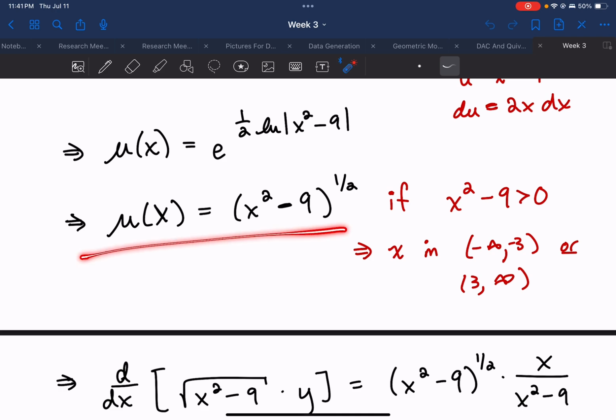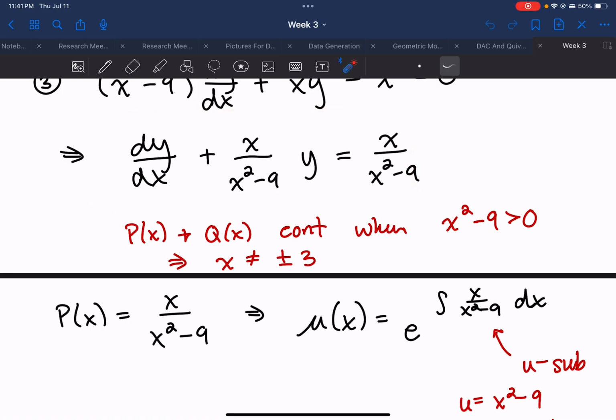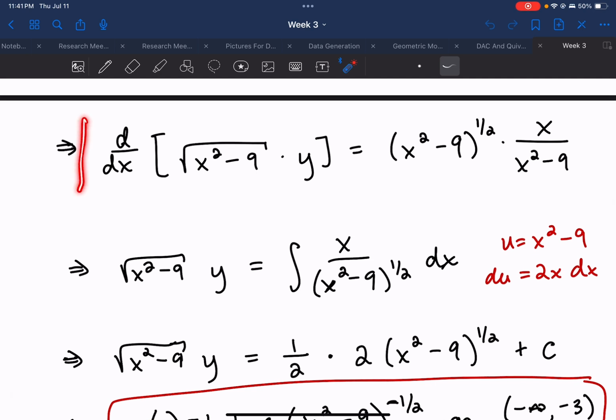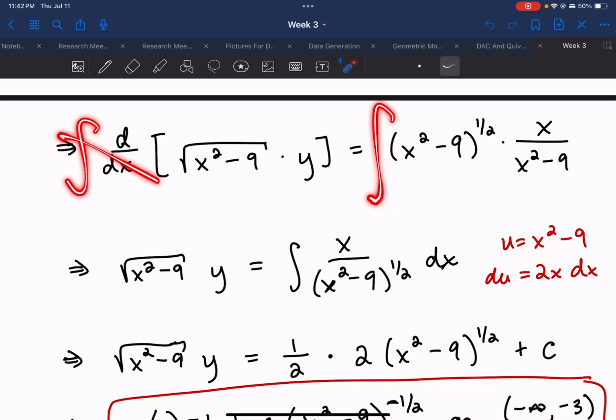Okay, so we found mu, and we have our equation here in standard form, which means we can jump down to the solution. The derivative of mu times y equals mu of x times q of x. Mu times q. Integrate both sides. Can cancel this one. Integrate this one dx, integrate this one dx.